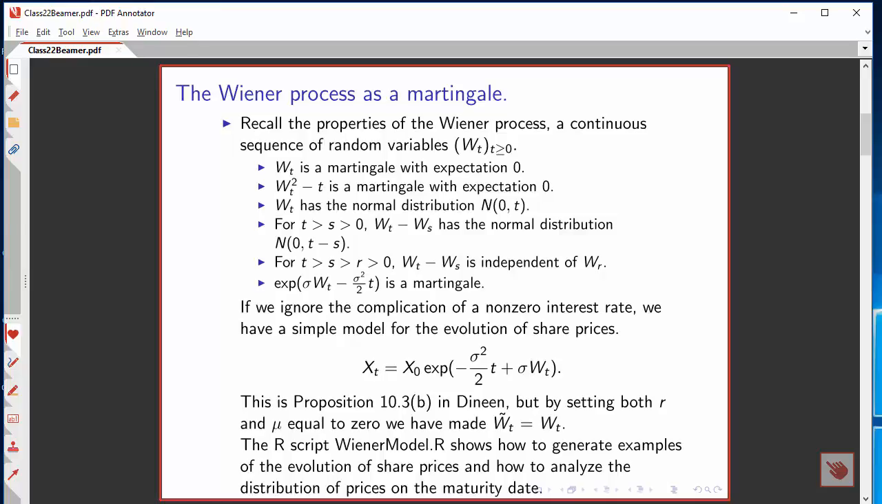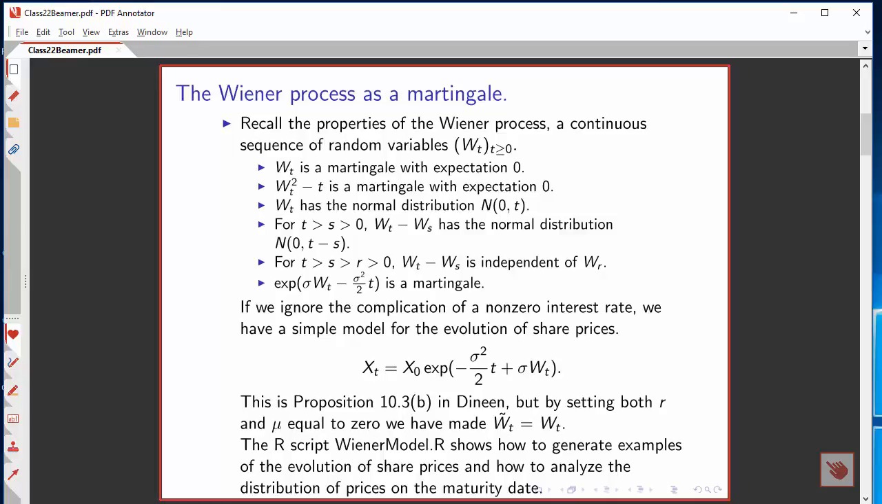So we have a very simple model with no mention of mu or r in it. The random variable X sub t that gives the value of the share at time t is the value X sub 0 multiplied by the exponential of a deterministic part, minus sigma squared over 2 times t, plus sigma times W sub t. That first term, you'll recall, has to be there because otherwise the random walk in the exponent has the effect of making the price gradually drift upwards.